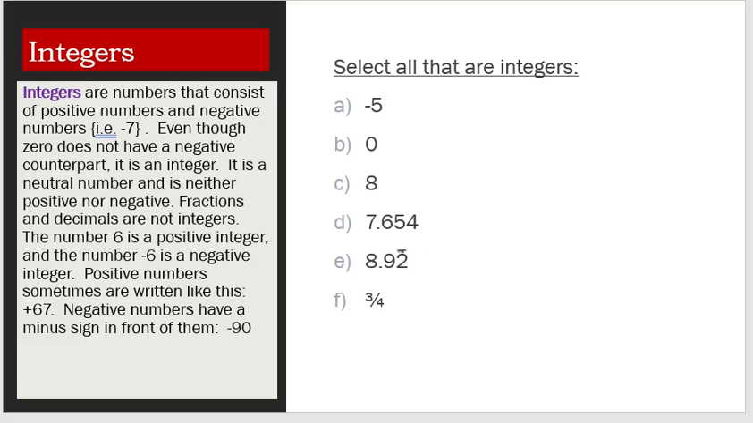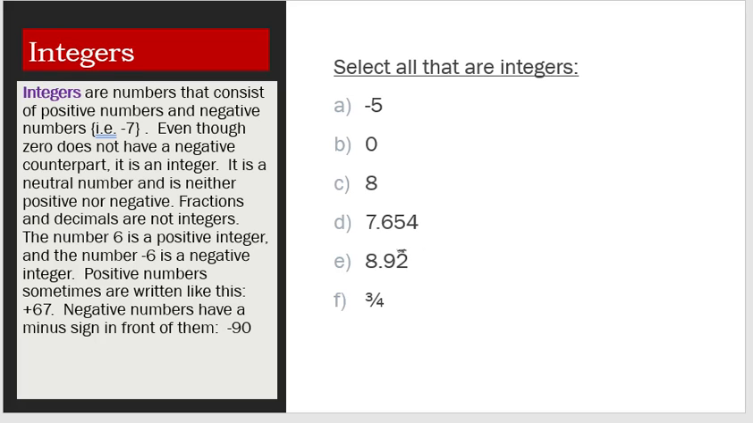Integers are numbers that consist of positive numbers and negative numbers. For example, -7. Even though 0 does not have a negative counterpart, it is an integer. It is a neutral number and is neither positive nor negative. Fractions and decimals are not integers. The number 6 is a positive integer, and the number -6 is a negative integer.